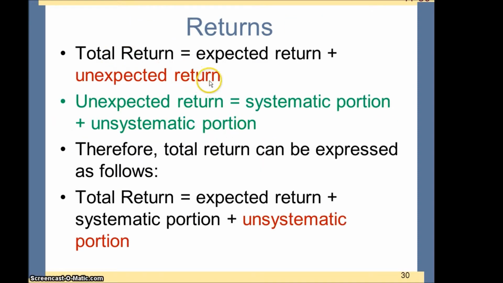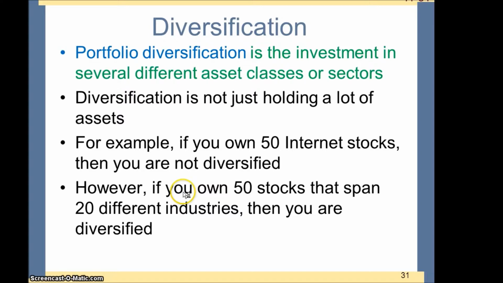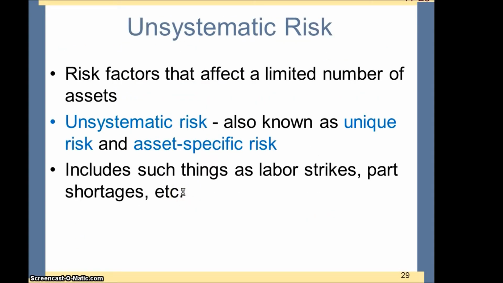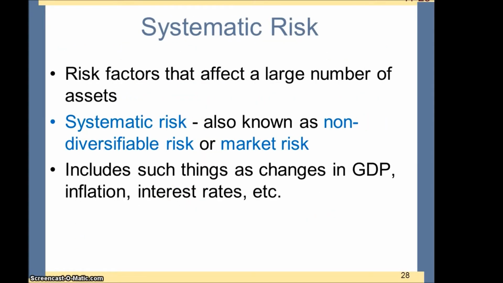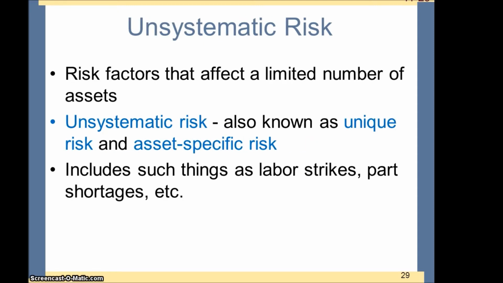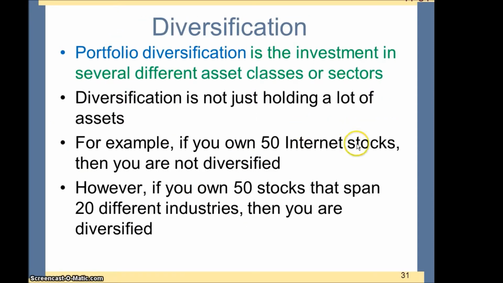Expected return, as I said, has two components, right? Expected and unexpected components. Total return has two components, expected and unexpected return. For the unexpected return, there are two components, systematic and unsystematic, which we learned just now, right? So for risk, the total risk is systematic risk plus unsystematic risk. Right? So now we see diversification.